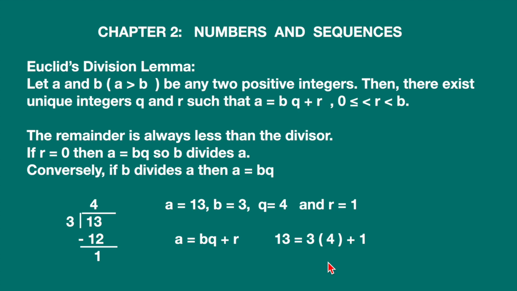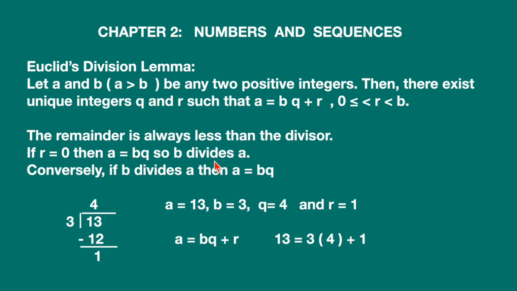Today we are going to start the second chapter, Numbers and Sequences. The topic is Euclid's division lemma. Let a and b, a greater than b, be any two positive integers. Then there exist unique integers q and r such that a is equal to bq plus r.